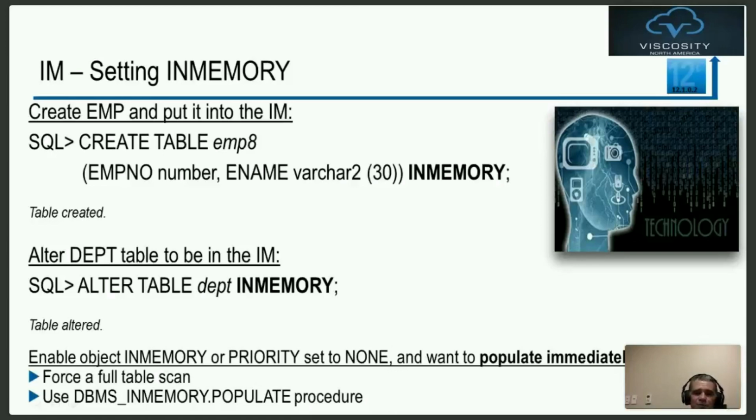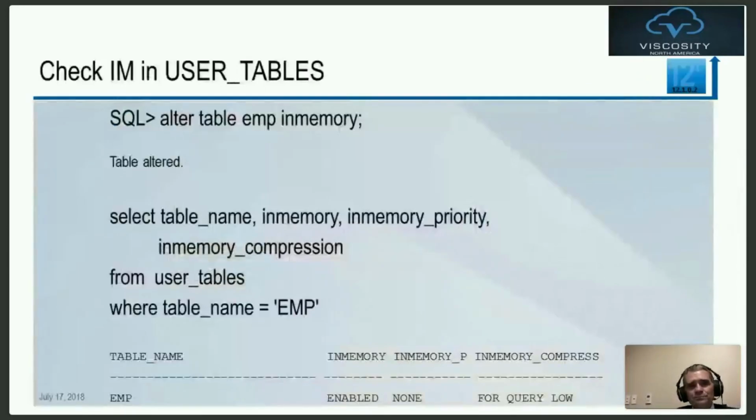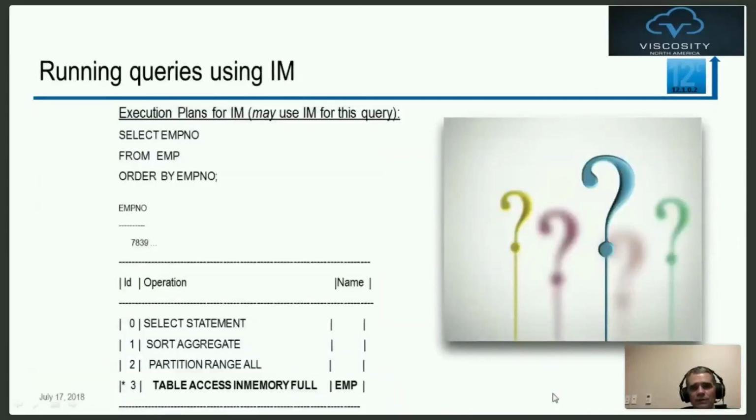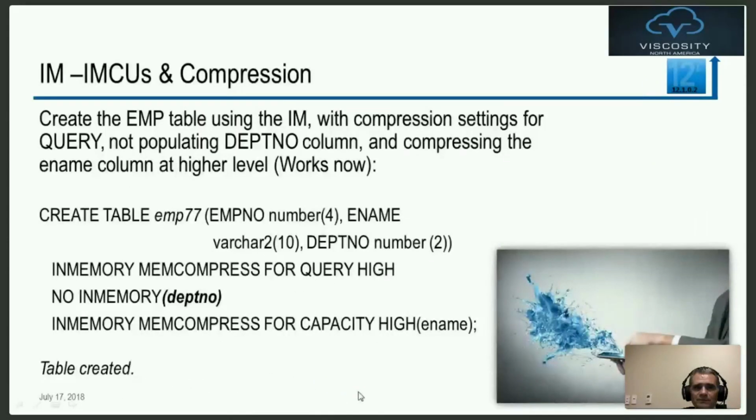I could also set it up to populate when I start up the database as well. There's alter a table in memory. Now it's in memory. I run a query, do an explain plan on it, and I can see that my explain plan, yes, has used the in-memory. I can also change the compression to higher or lower levels, depending on how often that data is updated. I could also make a certain column not in memory. There's all kinds of flexibility here with how I do that.